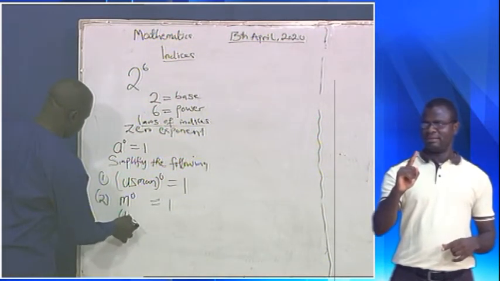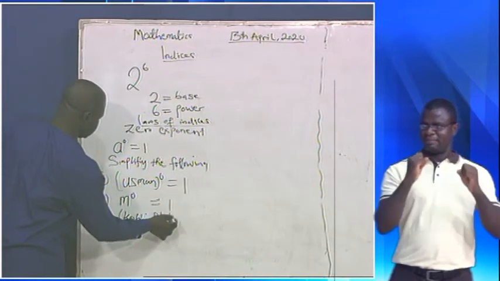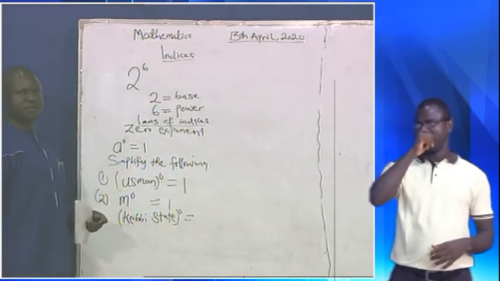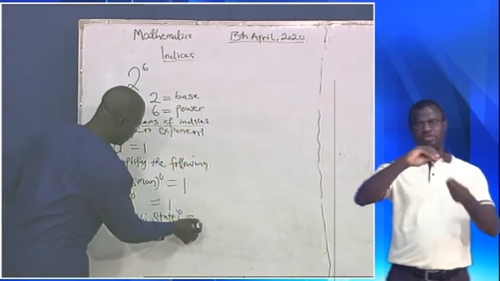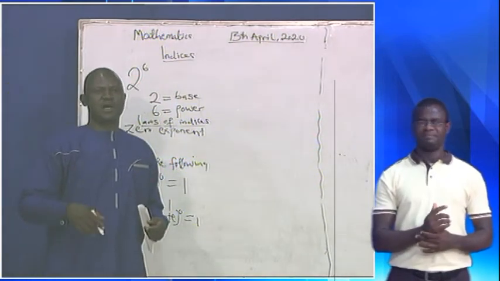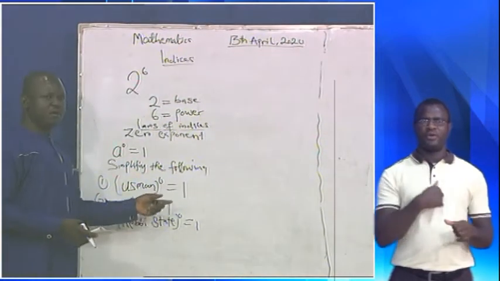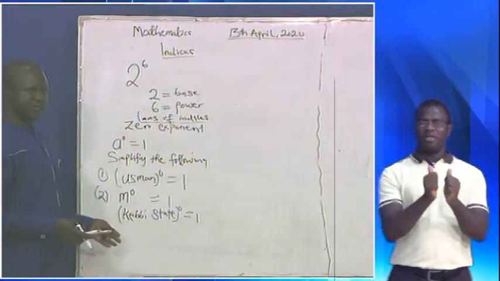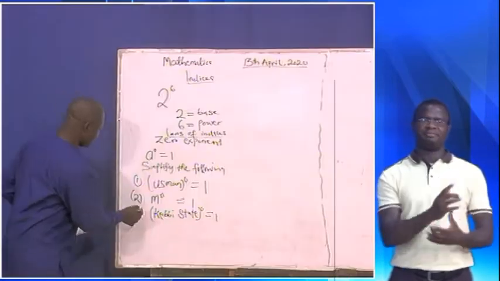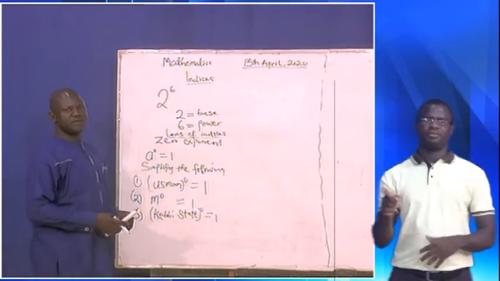If we say Kebbi State raised to power 0 is what? It's going to give us 1, because any number apart from 0 raised to power 0 is equal to what? 1. If we continue on and on for these examples, the end result is also 1. So we would like to stop with these 3 examples on zero exponent.